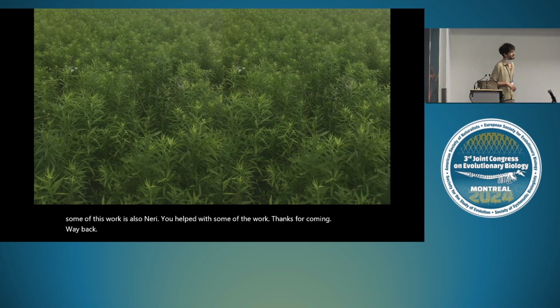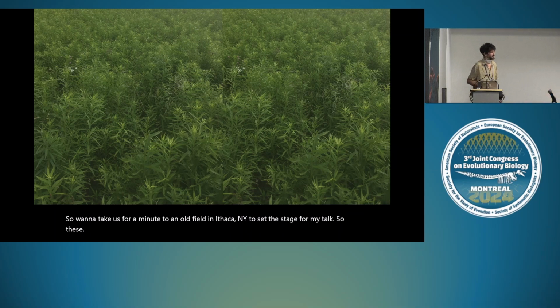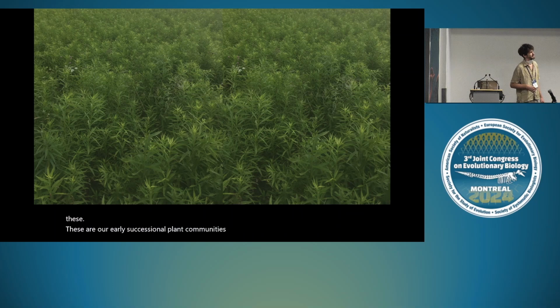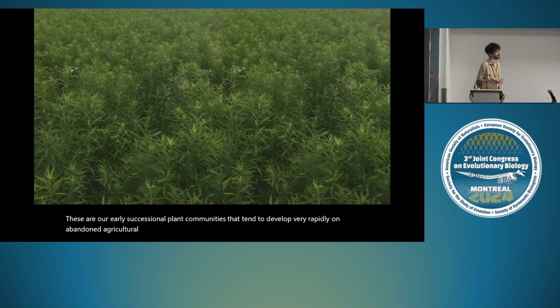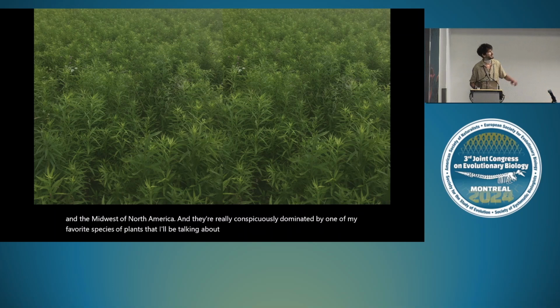So I want to take us for a minute to an old field in Ithaca, New York, to set the stage for my talk. So these are early successional plant communities that tend to develop very rapidly on abandoned agricultural fields and on the sides of roads and things all across the Northeast and the Midwest of North America. And they're really conspicuously dominated by one of my favorite species of plants that I'll be talking about today, tall goldenrod, which you can see growing all over this photograph.